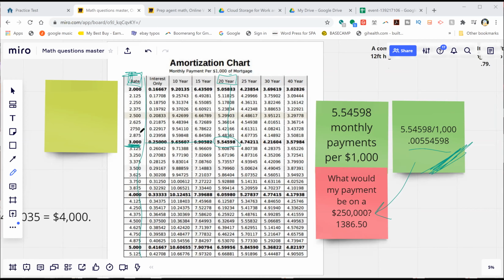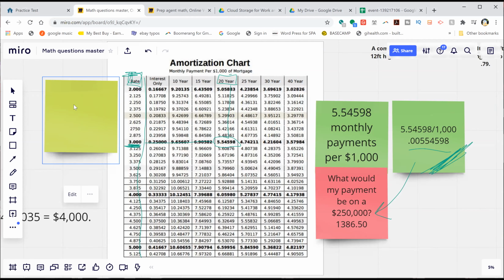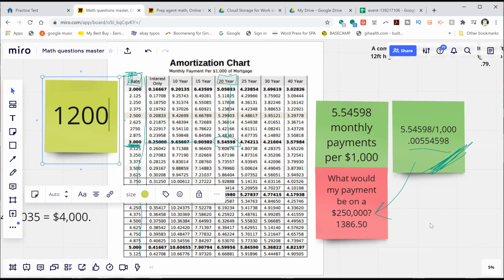All right, so next thing that I want to say is this. Ready? Okay. Oh, no, I don't want text. I don't want that. Nope. Select. There we go. Now, let's say I told you that my budget was $1,200 per month. And I was approved for the 20-year mortgage, okay, at 3%.